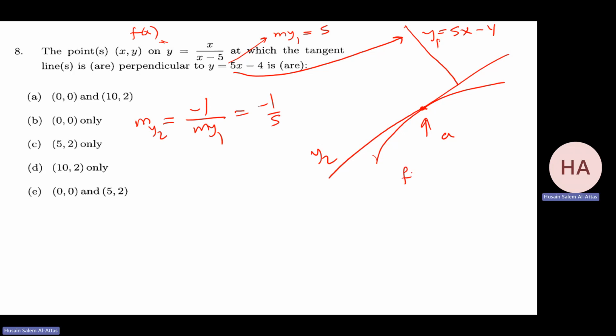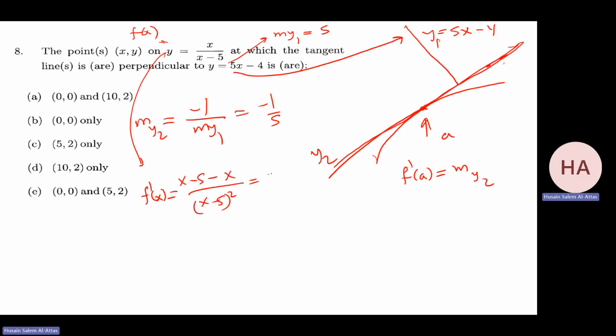And they know that f prime at a is the slope of y2, the tangent line, which is this one. This is my y2. So you can find f prime using this. F prime will be what? Derivative of the numerator, 1 times x minus 5, minus x, over x minus 5 squared. In other words, minus 5 over x minus 5 squared. That should equal minus 1 over 5. So I have to find a. I have f prime at a. I'm looking for these points, the a points. Okay, f prime at a will be the slope of y2, meaning minus 5 over a minus 5 squared equals minus 1 over 5.